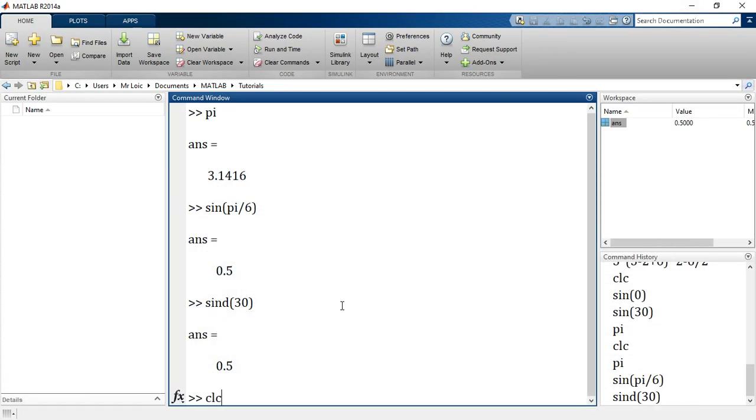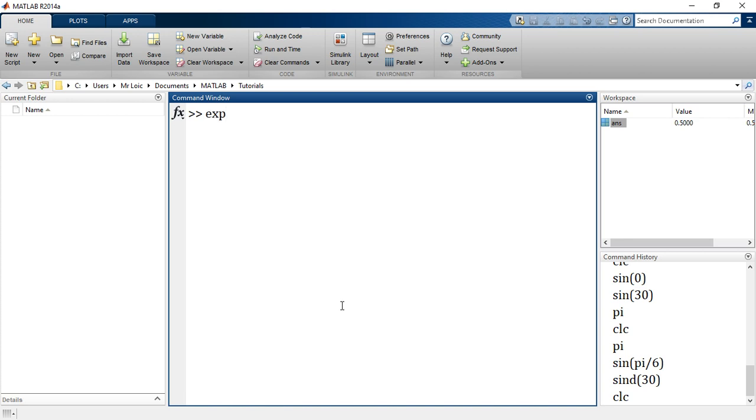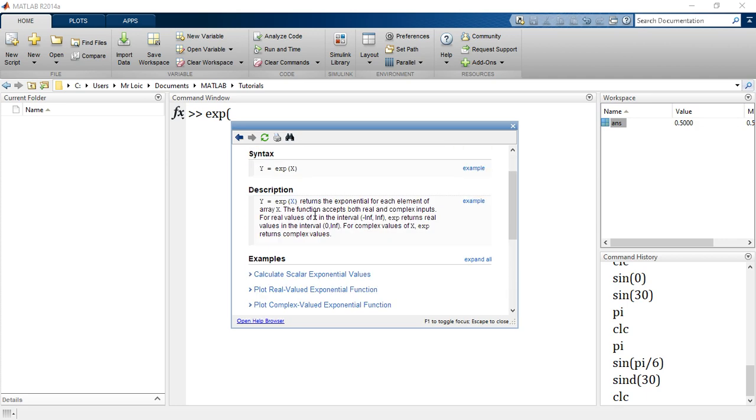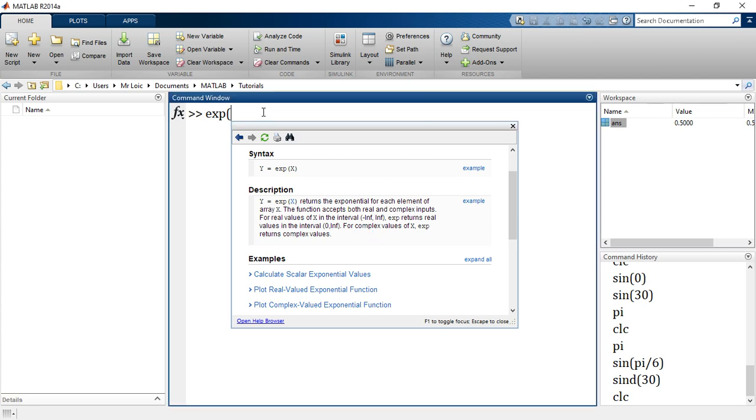So if I say exp and I open the bracket, it gives me what we call the function prototype. It tells me one value here is expected. And if you don't understand this, you can still click on more help here, and it will give you that very description right here of what this exponential function does exactly for you. It tells you the exponential function returns the exponential for each element of array x. The function accepts both real, etc. You can read that for yourself, right?